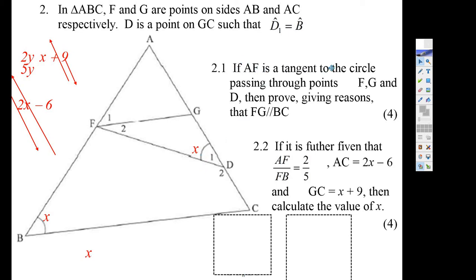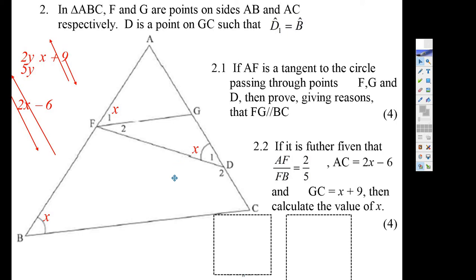Now it says if AF is tangent to the circle that passes through F, G, and D. So imagine there's a circle that goes through F, G, and D. Then this is a cyclic triangle, and that means we're going to be able to use the tan chord theorem. In fact, if there was a circle going around here and this was a tangent, that angle F1 would be the angle between the tangent and the chord, and it would equal this angle at the top of the triangle, D1. So we can say that F1 is equal to D1 because of the tan chord theorem.